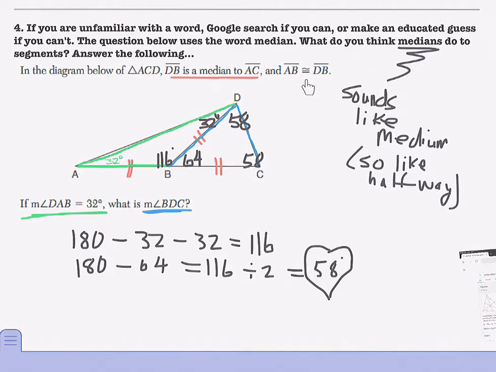Now they also told me in the reading that AB was the same as DB. So AB is the same as DB. So I've also included the same matching marks here and here. Now I can take a look at these triangles a little bit more closely. The triangle on the left has two sides that are equal, so it's an isosceles triangle. The triangle on the right also has two sides that are equal. All three segments, BC, BA, and BD, are all the same.